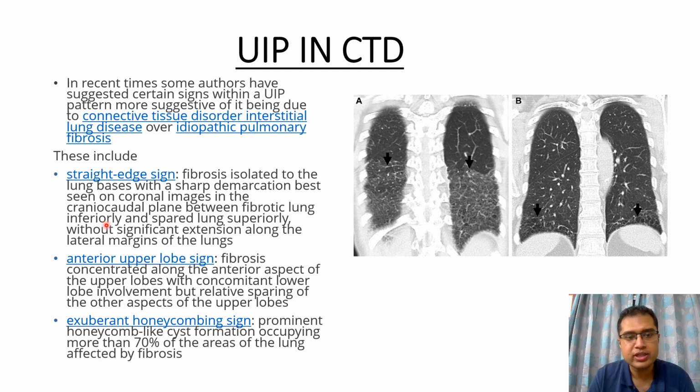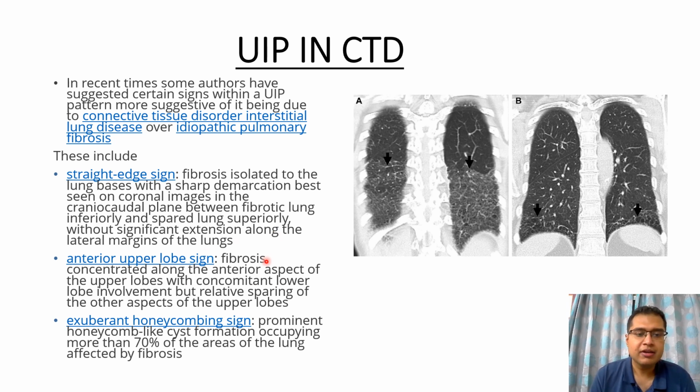Out of this, straight edge sign is the most sensitive sign, and it suggests that there is fibrosis isolated to the lung bases with a sharp demarcation, best seen in the coronal images in the craniocaudal plane, between the fibrotic lung inferiorly and the spared lung superiorly. So this is the fibrotic lung inferiorly and the spared lung superiorly, and this is the area of demarcation called the straight edge sign that is very well seen in these images.